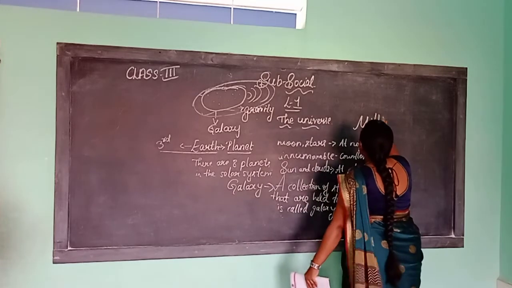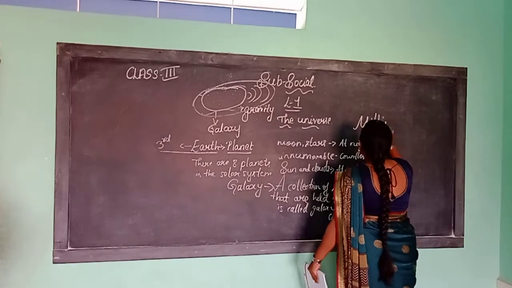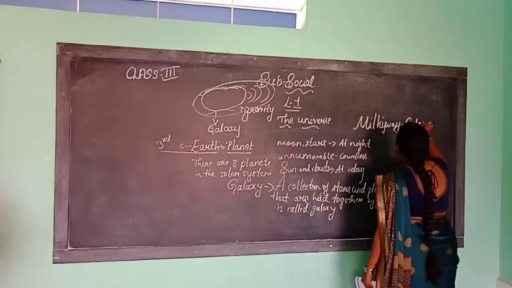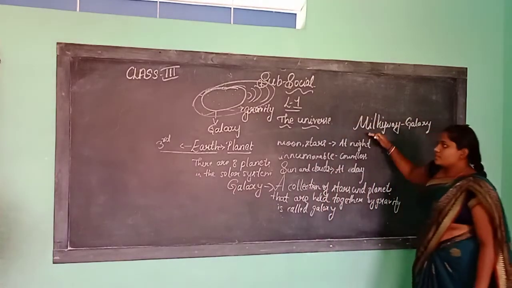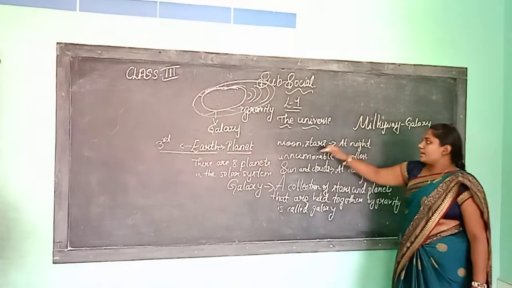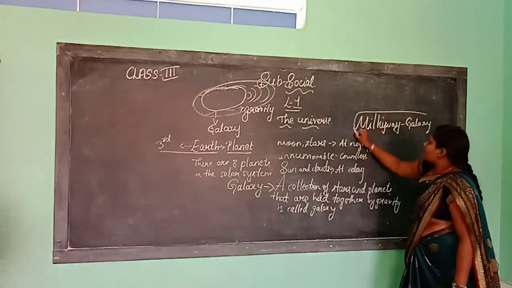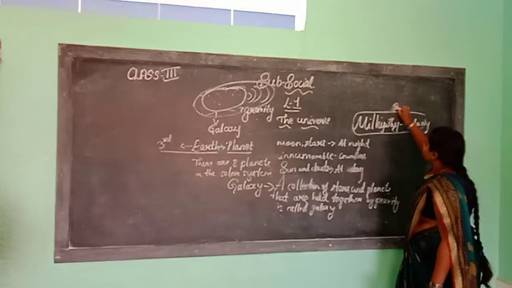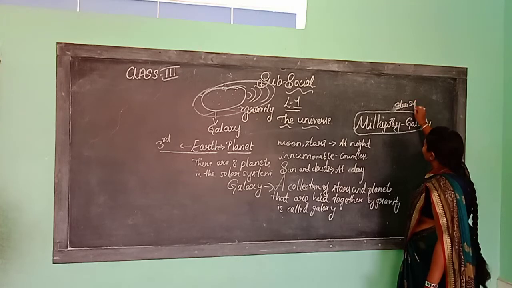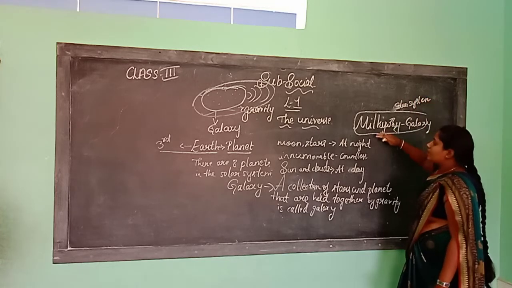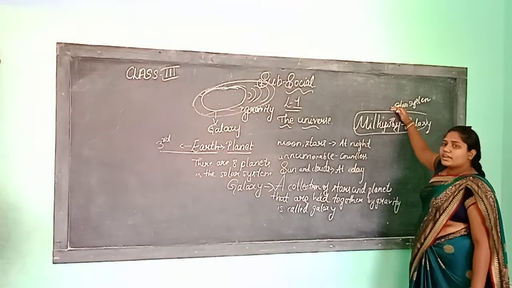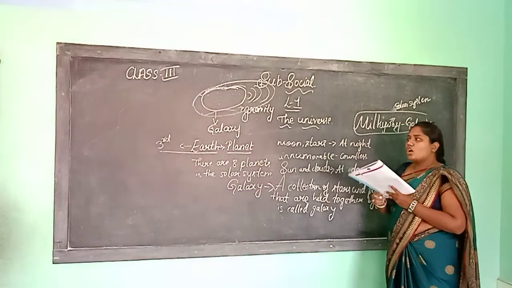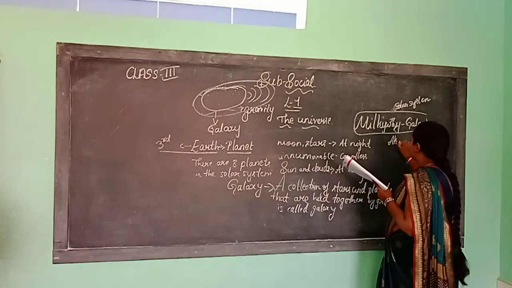Which galaxy is our solar system in? In the Milky Way galaxy. The solar system means our planets are there, in this Milky Way galaxy. That is also called Akasha Ganga.